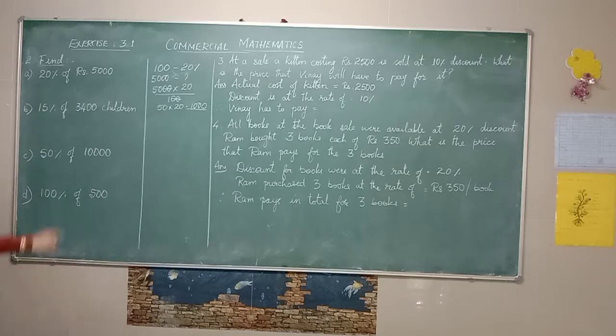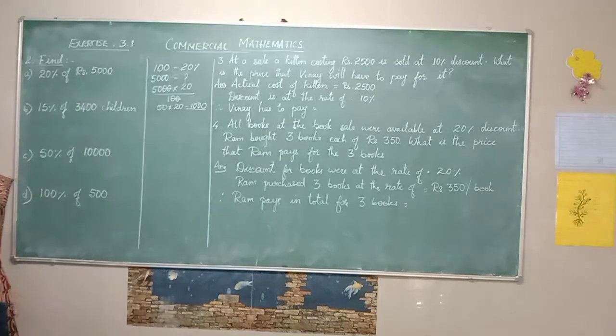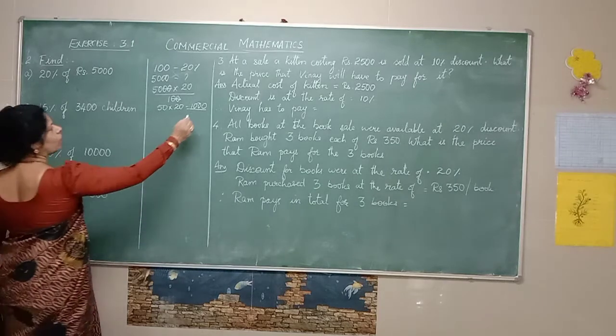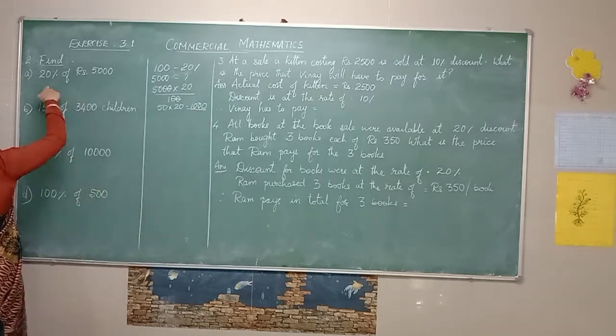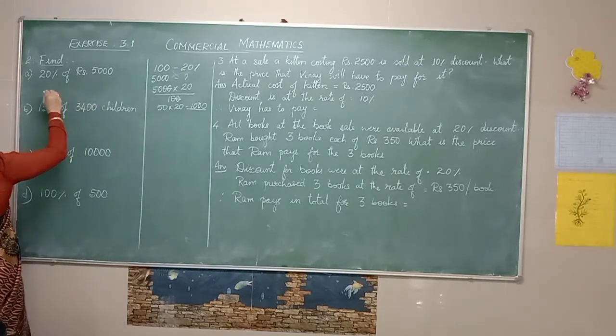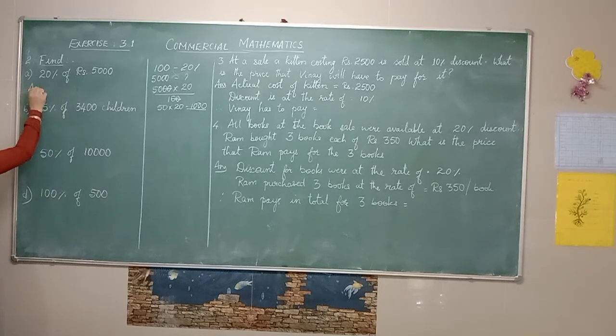So if it is 20% for 100 rupees, then for 5,000 rupees, how much does it come to? There will be a discount of 1,000 rupees. So 20% of rupees 5,000, your answer will be 1,000.